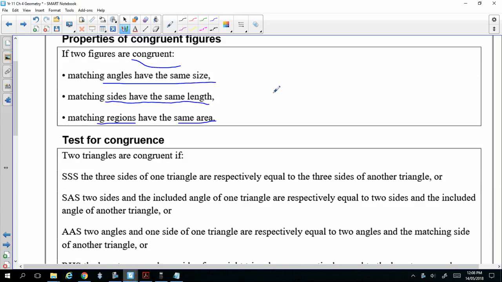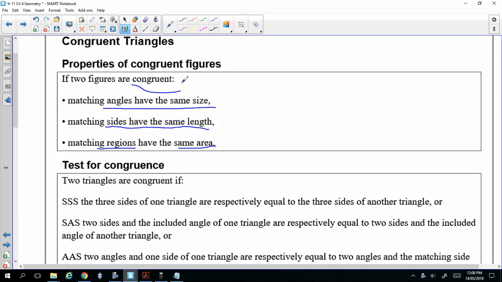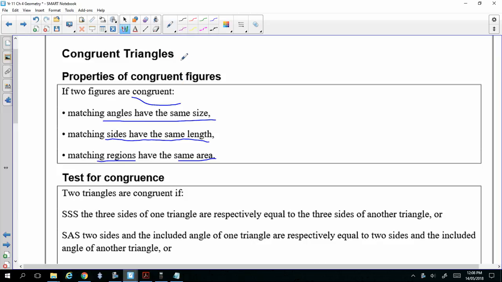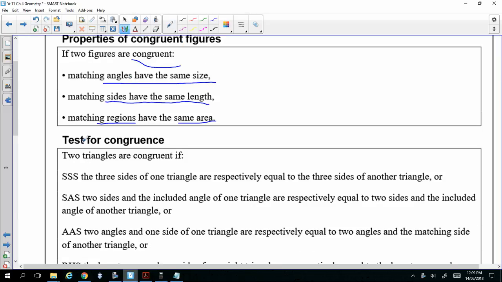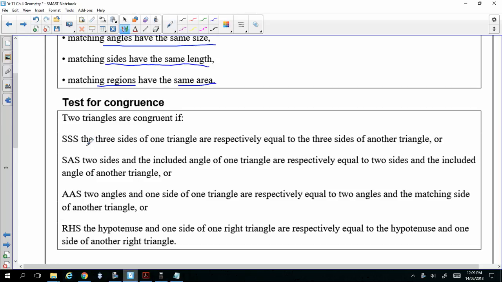Okay, so we are now going to look specifically at congruent triangles. There are 4 tests for congruent triangles. These are SSS, SAS, AAS, and RHS. You have to remember them. Let's look at what each of these means.